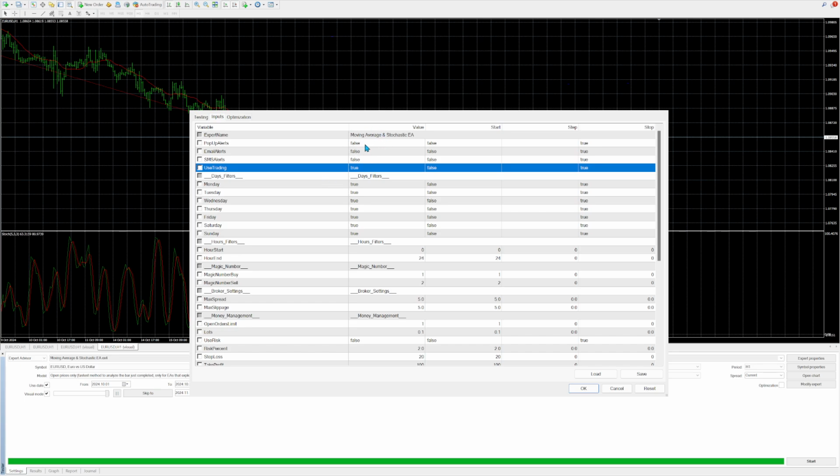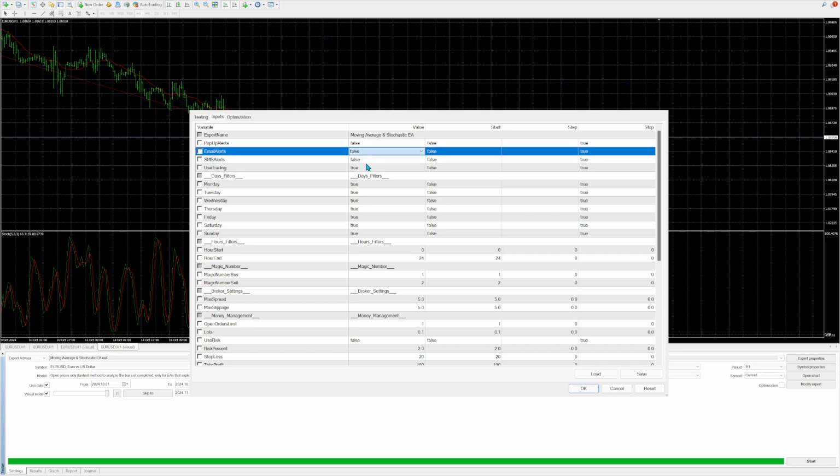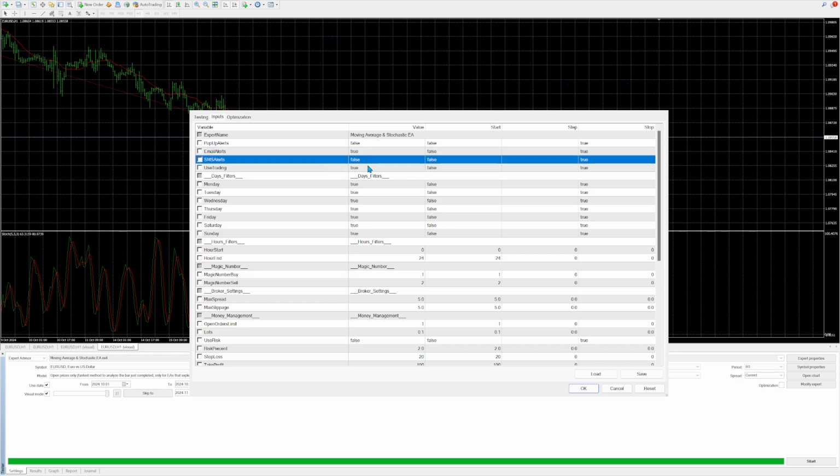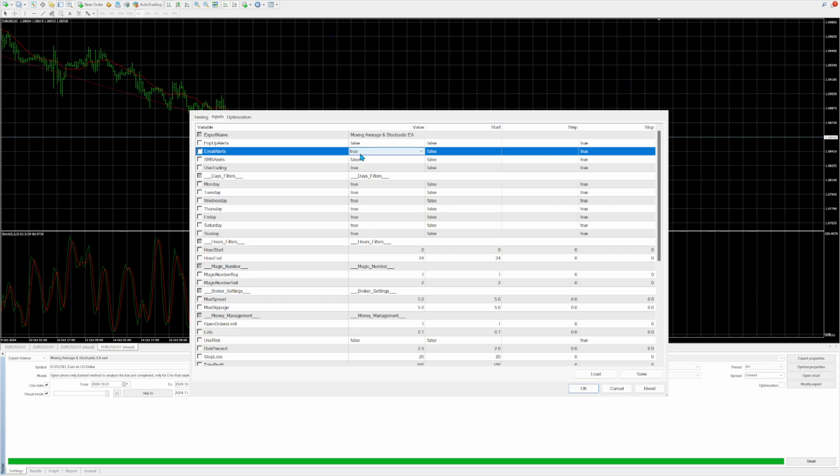Okay, and along with the various alerts, we also have the use trading option. So when this is set to true, it basically means that the EA is able to place trades on your behalf when there is a buy or sell signal. Okay, so it can place and manage trades automatically. You can have use trading set to true along with any of the alerts. Okay, so for example, use trading true and email alerts set to true. This way, when there's a trade placed by the EA, you will receive an email notification, which is useful if you then plan to manage the trade manually.